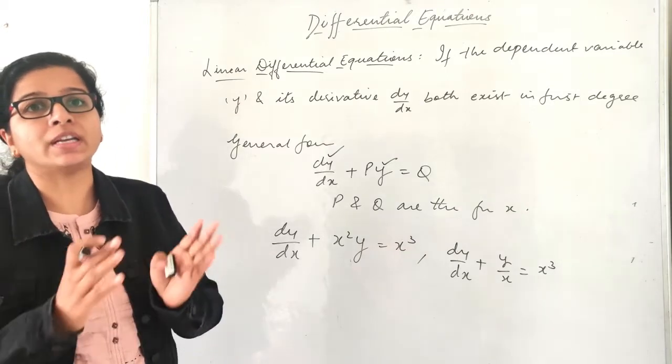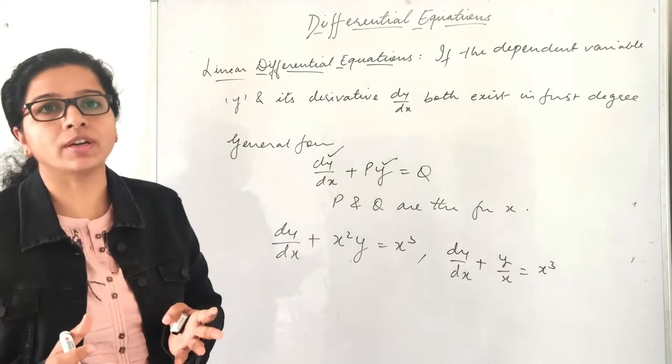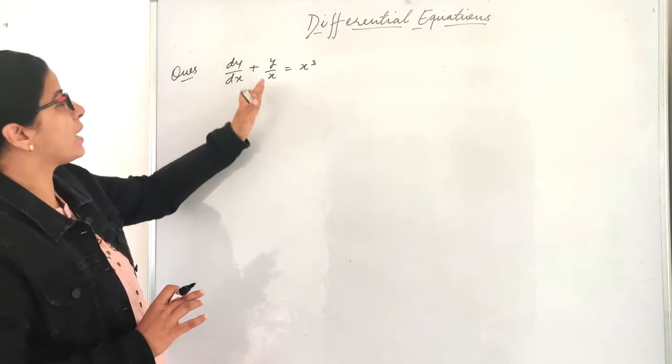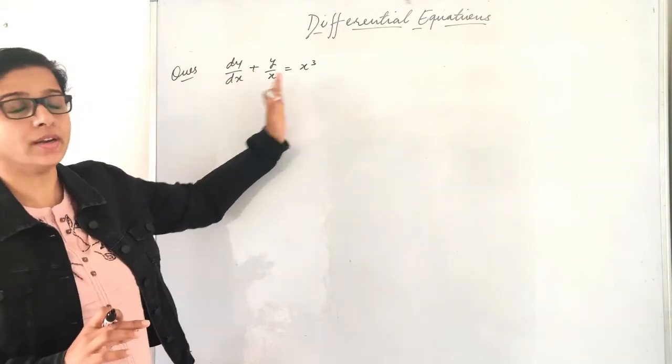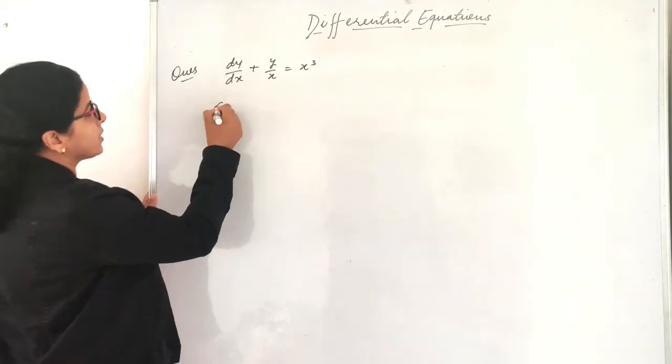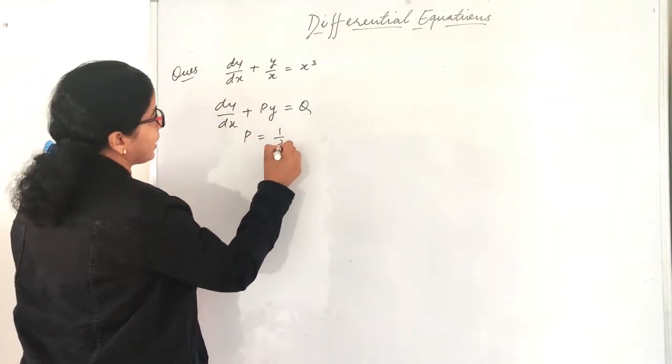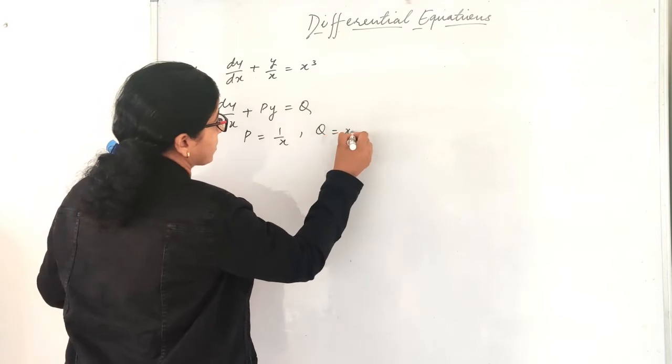What is that factor? Integrating factor. How to find out integrating factor? Now we'll learn. So let us take this question now: dy by dx plus y upon x is equal to x cube, right? So let us first compare it with the general form. So p equals to 1 by x and q equals to x cube.